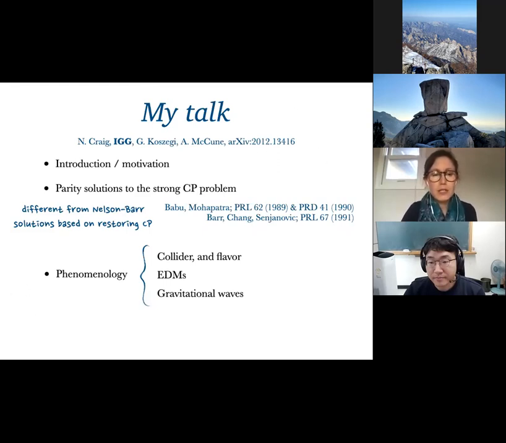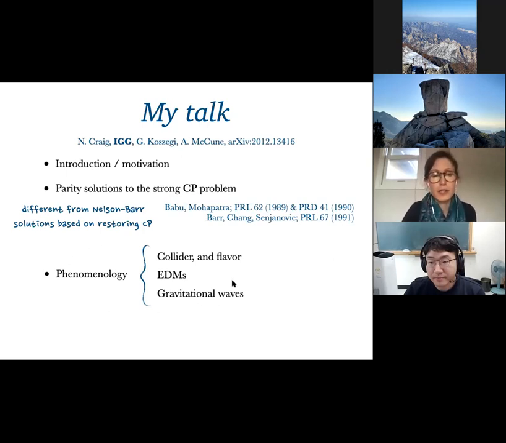I will start with a brief introduction about the strong CP problem and motivation for why to consider solutions to the strong CP problem that are different from the QCD axion. I will then discuss in detail the structure of parity solutions. These were first proposed by Kaladi Babu and Ravindra Mohapatra in this paper, and also later on by Barr and collaborators. I want to emphasize that these are different from the so-called Nelson-Barr models that solve the strong CP problem by restoring CP. I will not be talking about those theories here.